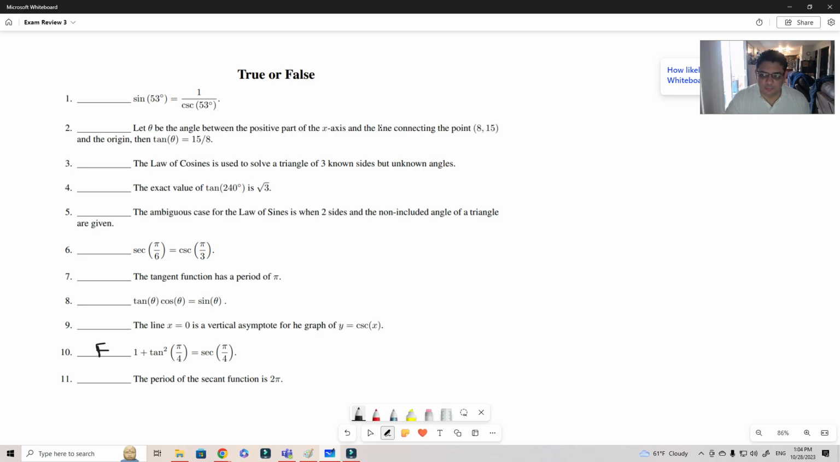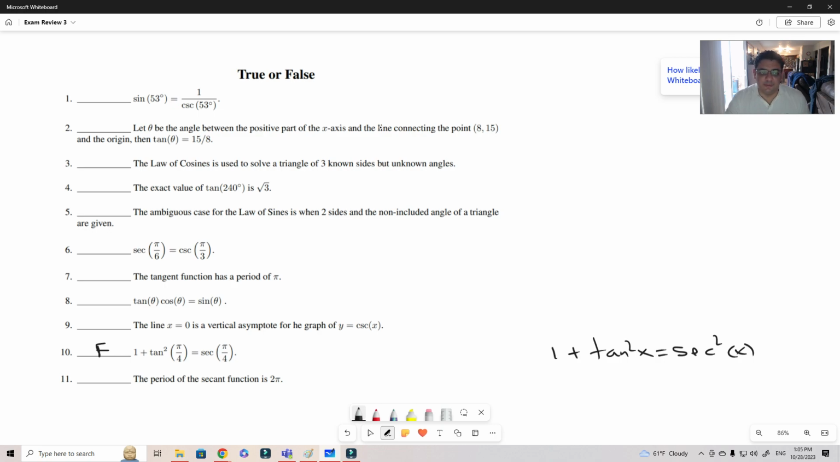Why is this false? It's because it's missing one of the main details of the identity. If you remember the identity that we get from sine squared plus cosine squared equals 1, it is that 1 plus tangent squared of x is equal to secant squared of x. So the only problem is that this doesn't have the secant squared. If it had the square, it would be okay. But because it doesn't, that's the reason why it's false.